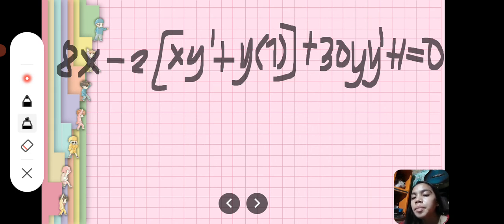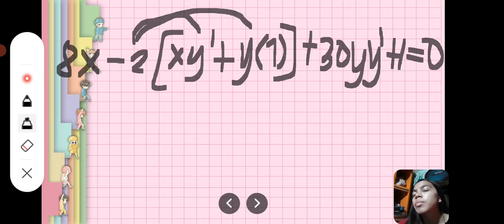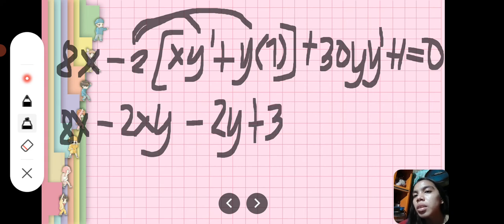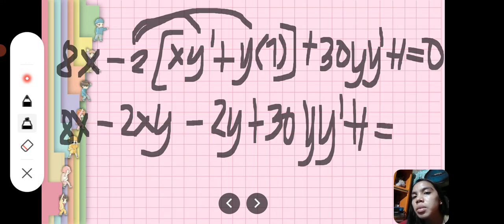Then we will be distributing the negative 2 to the x y prime and to the y. So it will become 8x minus 2x y prime, I mean, negative 2y, plus 30y y prime plus 1 is equal to 0.